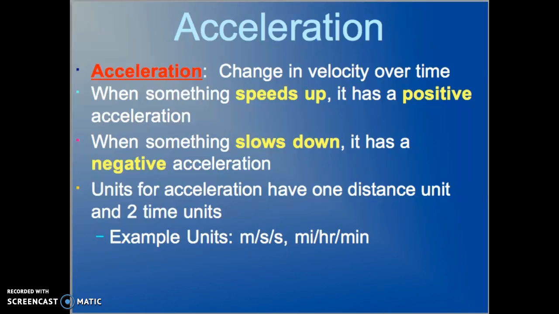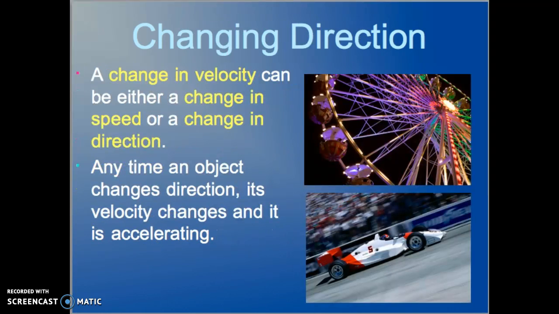Since velocity is measured in distance per unit time, a change in velocity is measured in distance per unit time per unit time. So an example is meters per second squared or miles per hour per minute. Acceleration, like velocity, is a vector value. So remember, a change in velocity can be either a change in speed or a change in direction. So anytime an object changes direction, its velocity changes and it is accelerating.